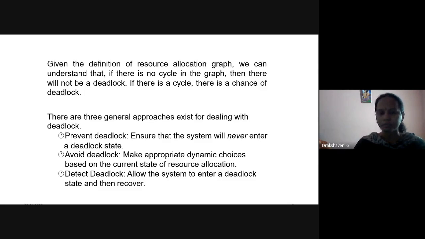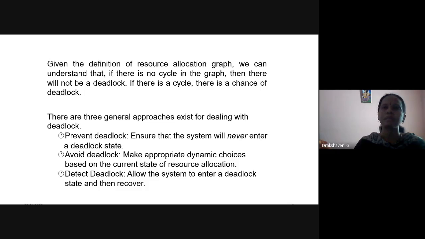The same approach here. Prevent deadlock: ensure that the system will never enter a deadlock state. Or avoid deadlock: make appropriate dynamic choices based on the current state of resource allocation. So what we do here to avoid deadlock is see which resource is free now and choose accordingly.